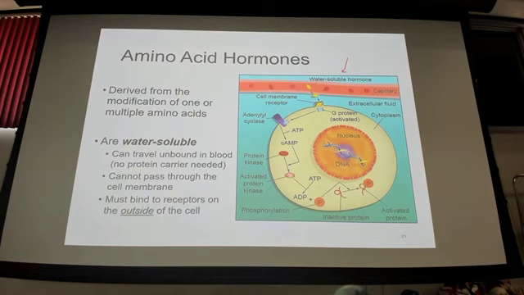But what is the cell membrane made of? A phospholipid bilayer, right? So they can't pass through freely because they're water soluble. They have to attach to a receptor protein on the outside of the cell in order to make it to the inside of the cell. All right?